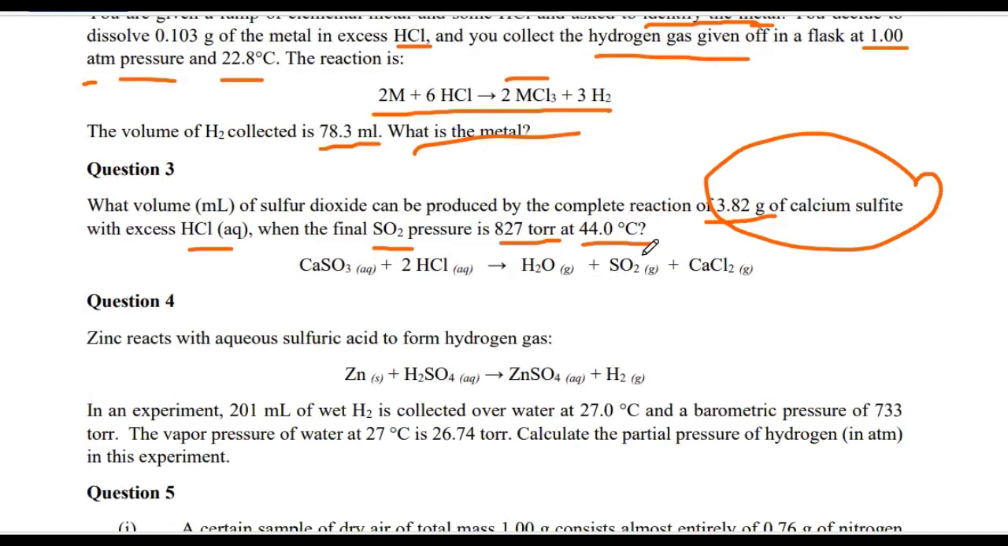They want us to find the volume of this sulfur dioxide that is produced, having done a complete reaction of 3.82 grams of this compound in hydrochloric acid. They put this as a solute, with a mass of 3.82 grams, in a solution of hydrochloric acid, and then a reaction happens. You have water, sulfur dioxide, and calcium chloride. Now they want us to find this volume here. So how do you do that? That's what we want to do. So let's do that.